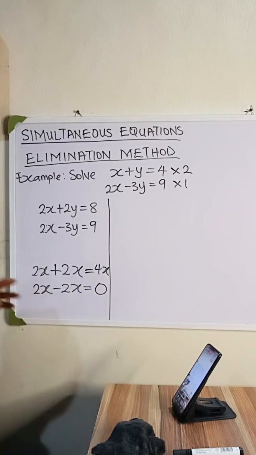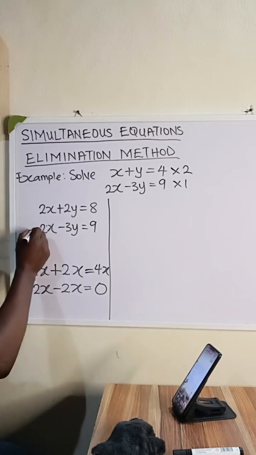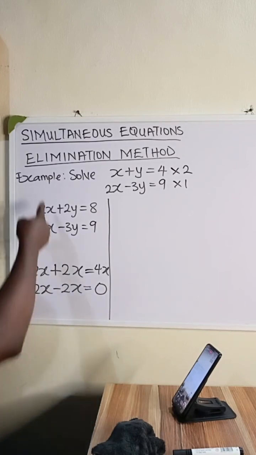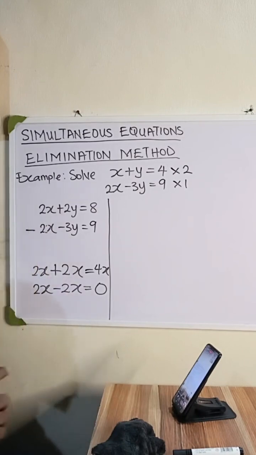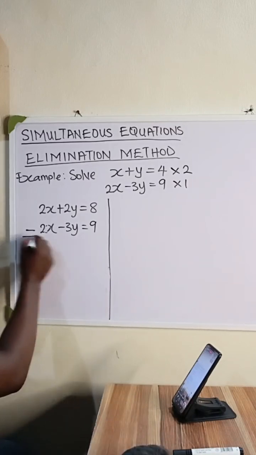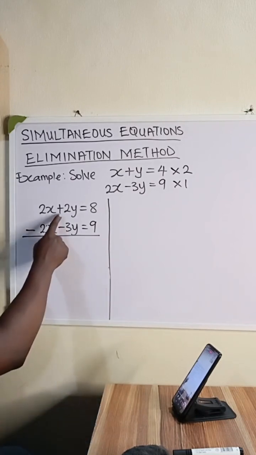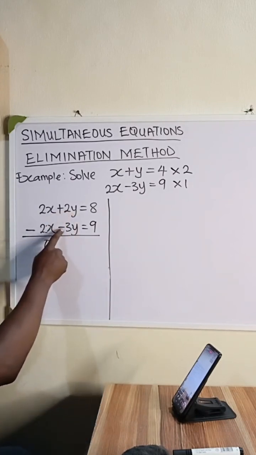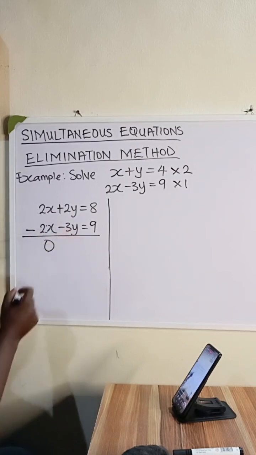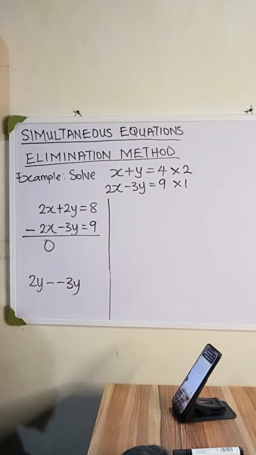So this means the only way for us to eliminate x is when we are working with subtraction. Okay? So this is going to be subtraction, because our aim is to eliminate x. We want x to turn to 0. So at this point we are subtracting. 2x minus 2x is going to become 0. Then let's look at y. Plus 2y minus 3y. 2y minus 3y. What will this be?